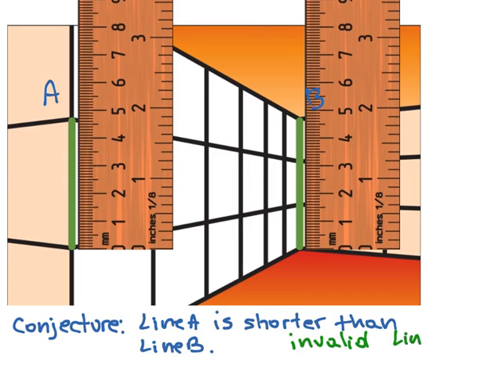Line A equals line B. And how do we prove it? We used a measuring tool to measure the lengths of the lines. Let's take a look at one more conjecture.